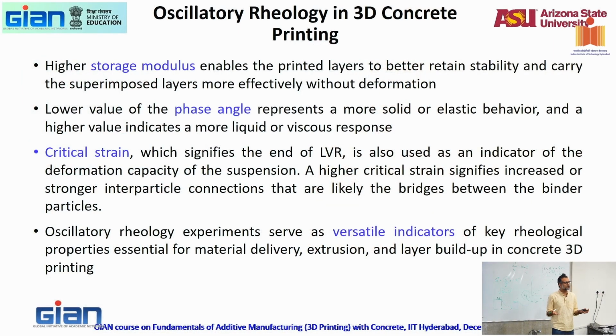So at what strain would you deform, which is an indication of how much load you can carry before it strains too much. Critical strain can be used for that, because when the critical strain is higher, it means interparticle connections are much stronger and there are more bridges. When critical strain is lower, the solid will tend to become a fluid, tend to move and deform much faster. So you can use oscillatory rheology as indicators for material delivery, extrusion, layer buildup, and all of that.